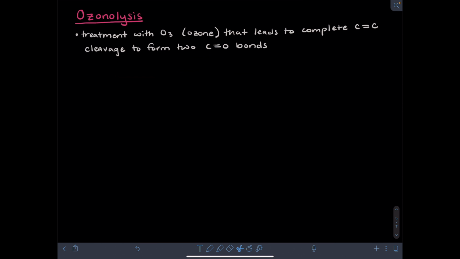The final reaction we'll discuss for alkenes is called ozonolysis. This is treatment of the alkene with ozone, O3, and it leads to complete cleavage of this carbon-carbon double bond, like both the sigma bond and the pi bond, and you form 2 new carbon-oxygen double bonds in the process. This reaction as well, you don't need to know the mechanism, you just need to know the reagents and be able to predict the products.